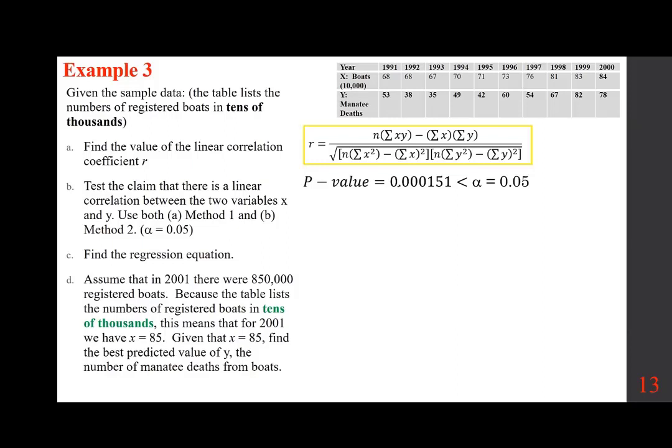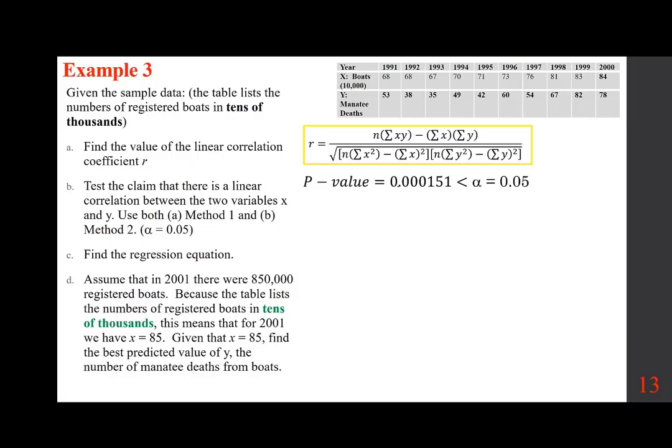Find the regression equation. D. Assume that in 2001 there were 850,000 registered votes. Because the table lists the numbers of registered votes in 10 of 1,000, this means that for 2001 we have x equal 85. Given that x equal 85, find the best predicted value of y.